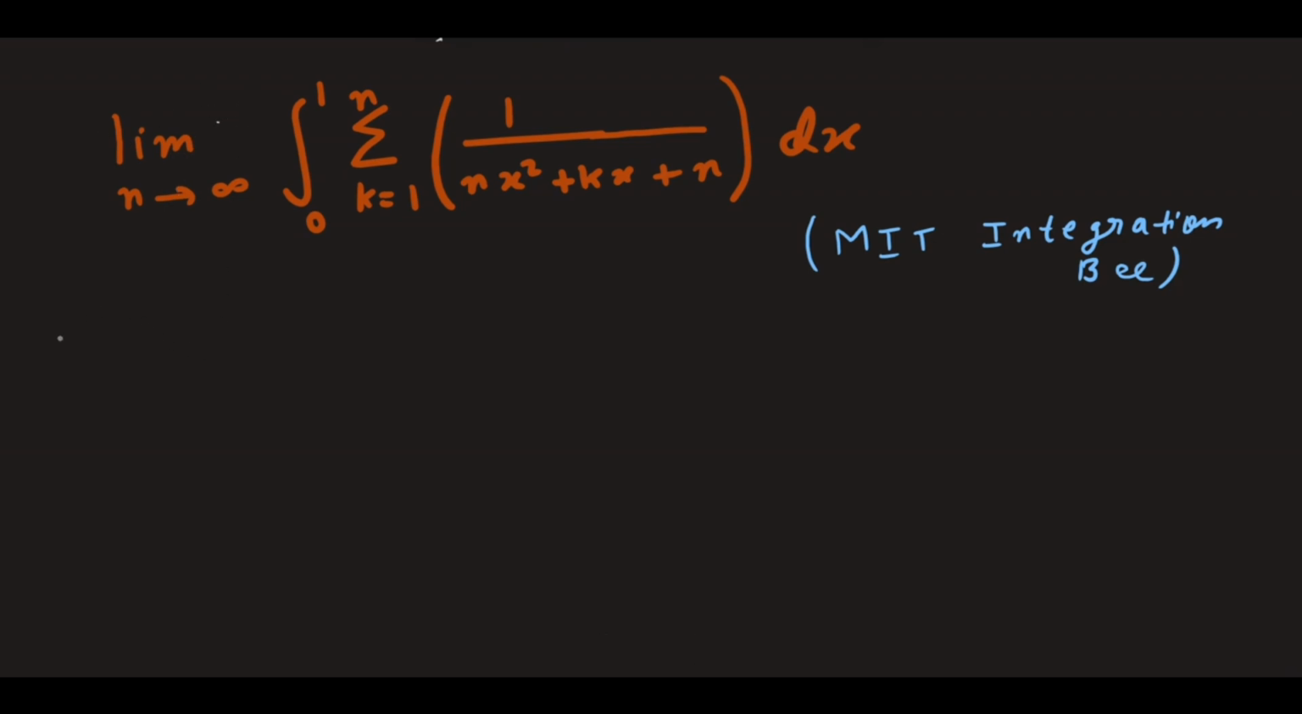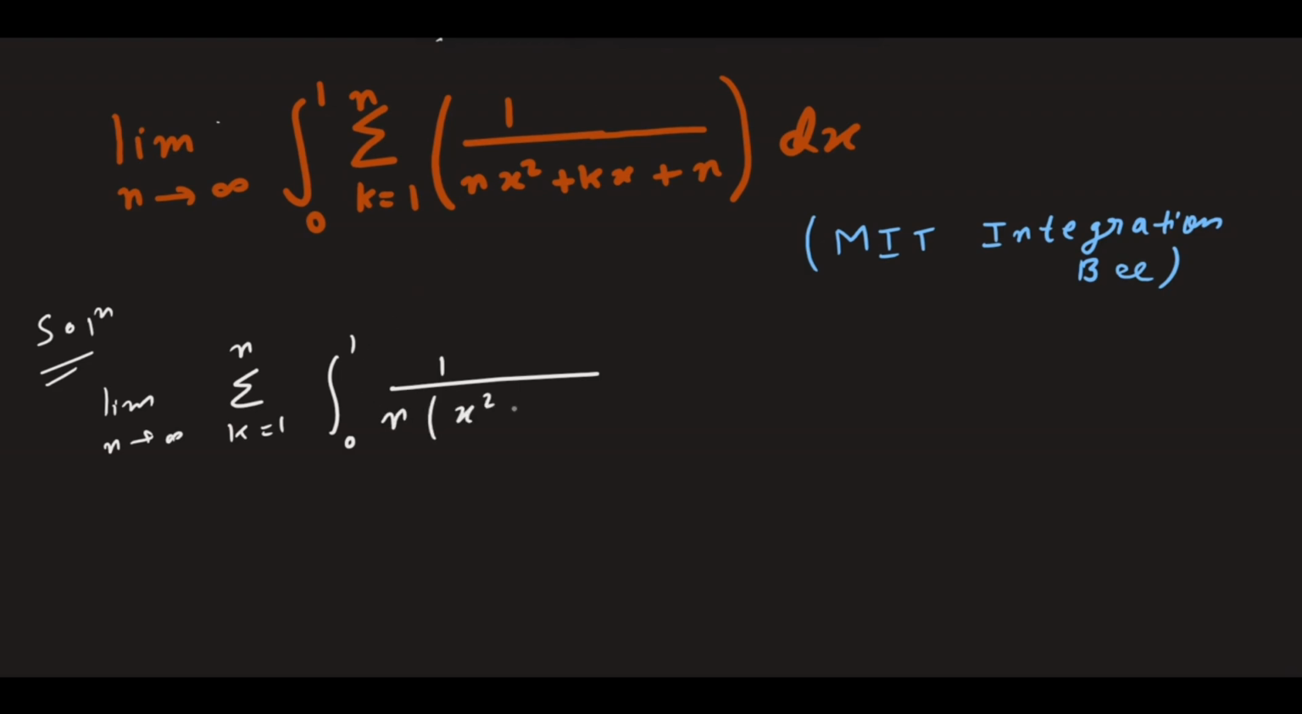Okay, so solution. First, I will swap these two symbols. So limit n goes to infinity of sum k varies from 1 to n of the integral from 0 to 1 of, I will take n common out from here, so it will be n times x square plus k by n x plus 1 dx.